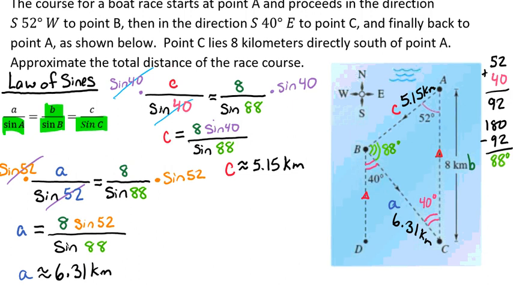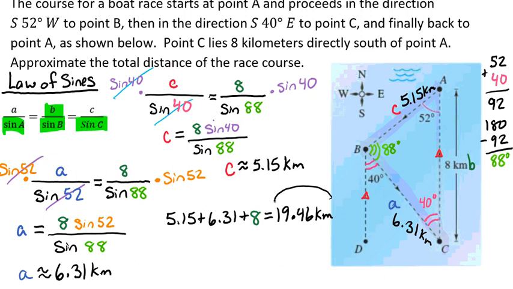To get our final answer, we add those three sides up, because remember, we're going from A to B to C and back to A. When we add those up, we get 19.46 kilometers. So the approximate total distance of this race course is 19.46 kilometers. And we're done.